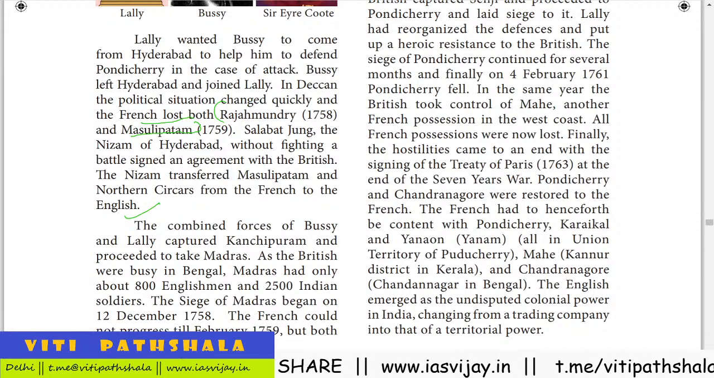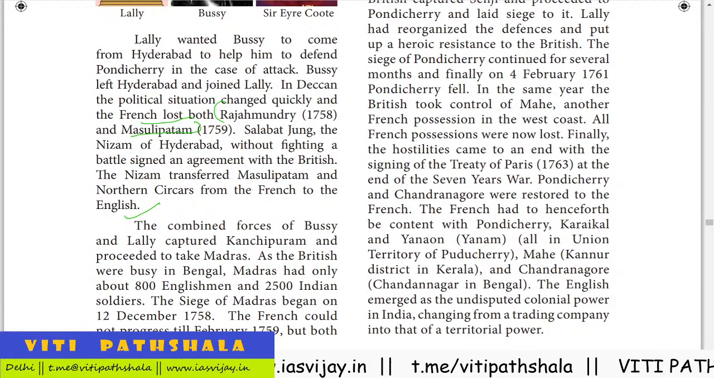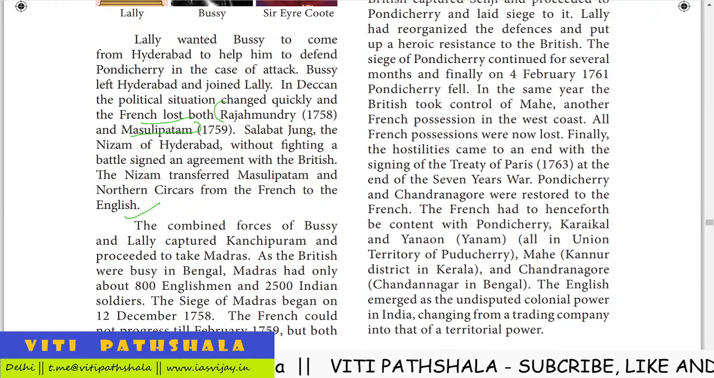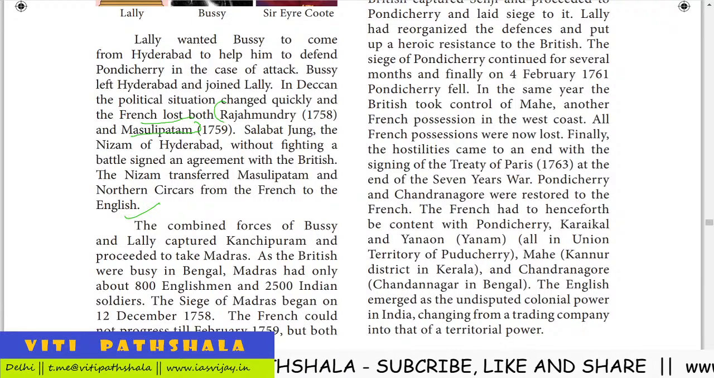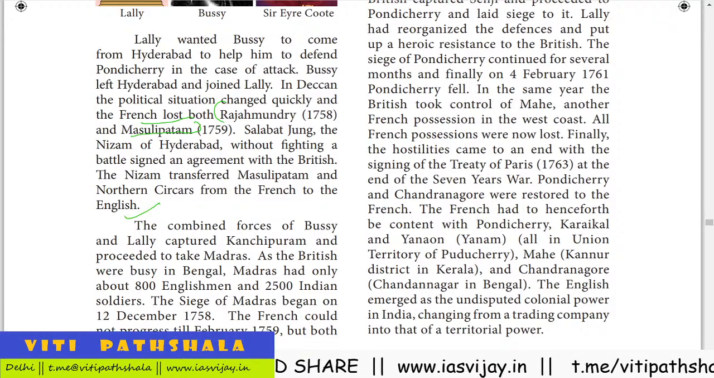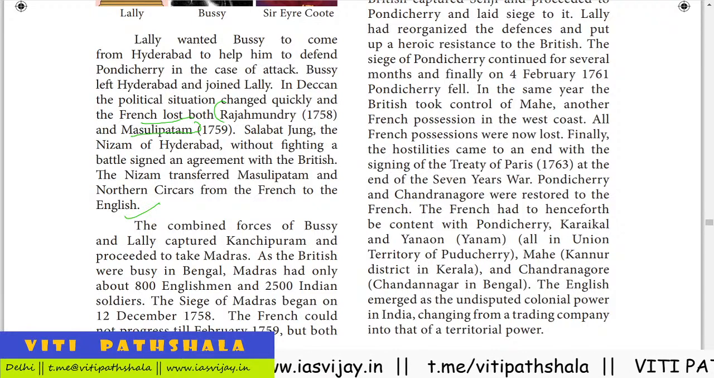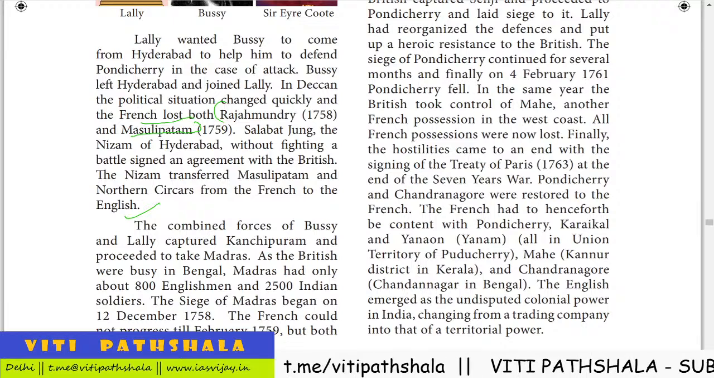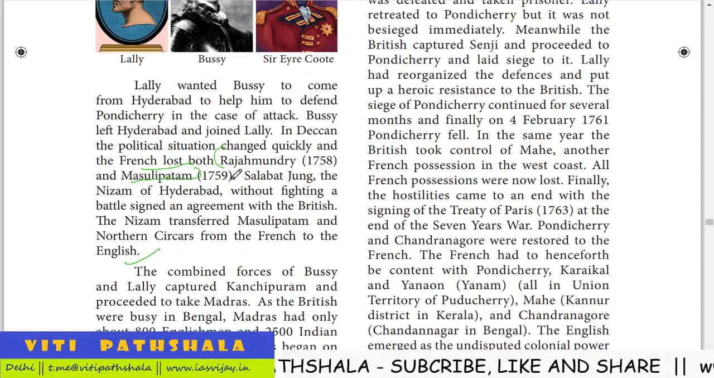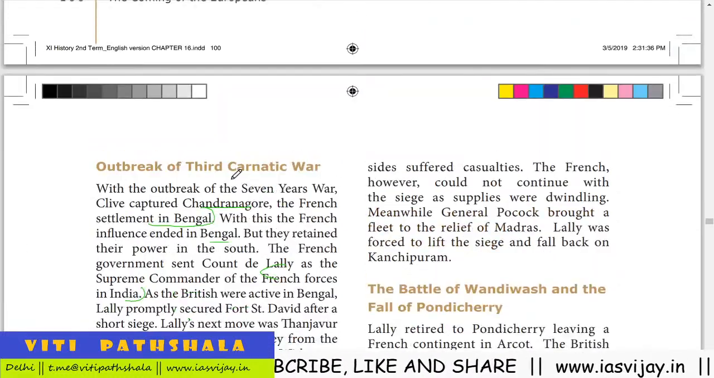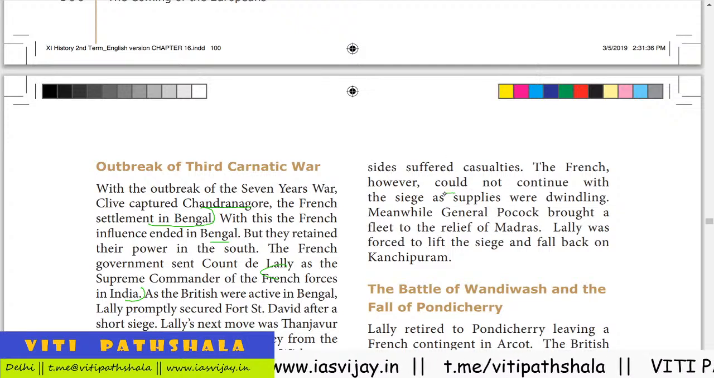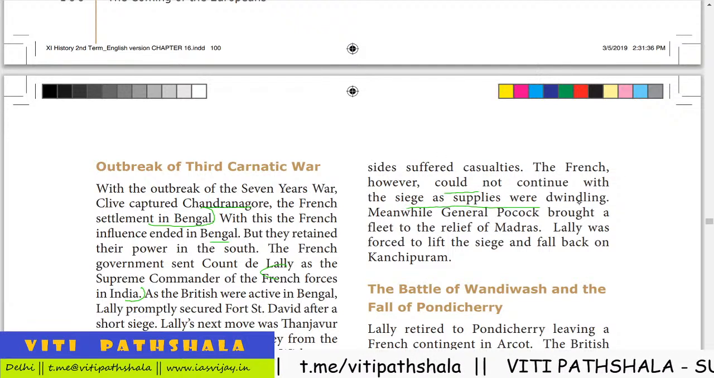The combined forces of Bussy and Lally captured Kanchipuram and proceeded to take Madras. As the British were busy in Bengal, Madras had only about 800 Englishmen and 2,500 Indian soldiers. The siege of Madras began on the 12th December 1758. The French could not progress till February 1759, and both sides suffered casualties. The French could not continue with the siege as supplies were dwindling.